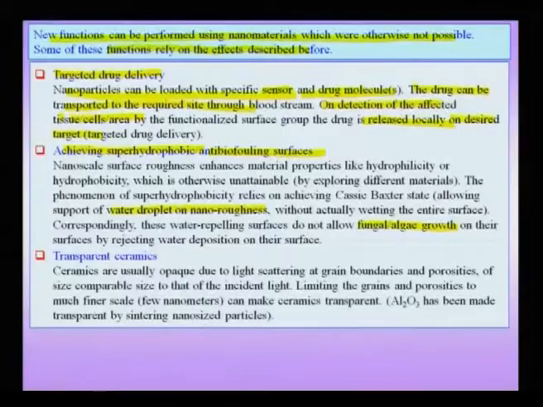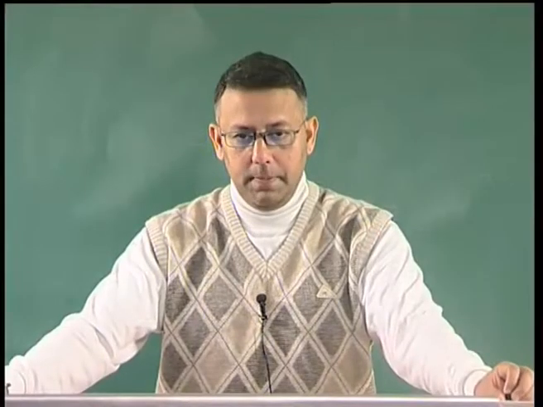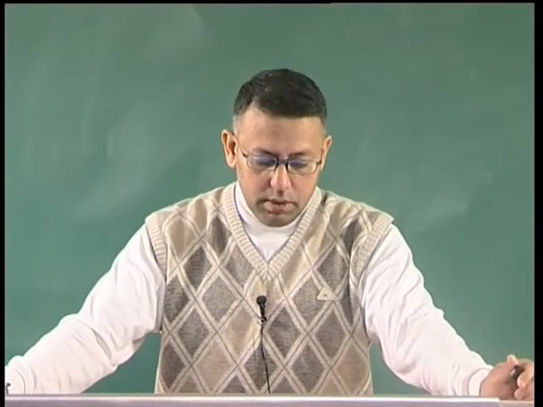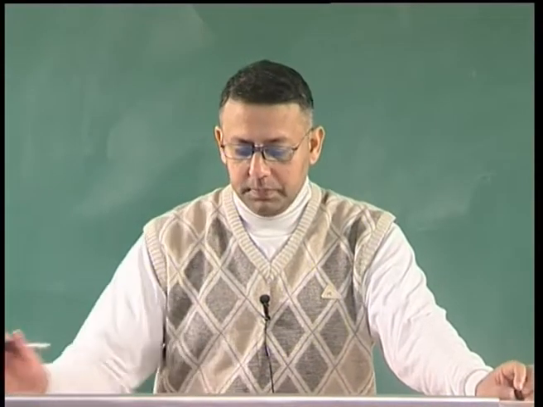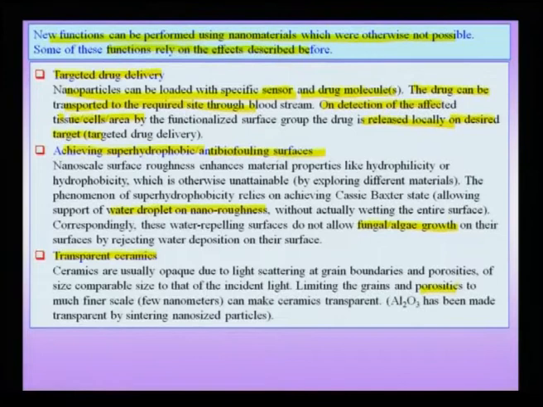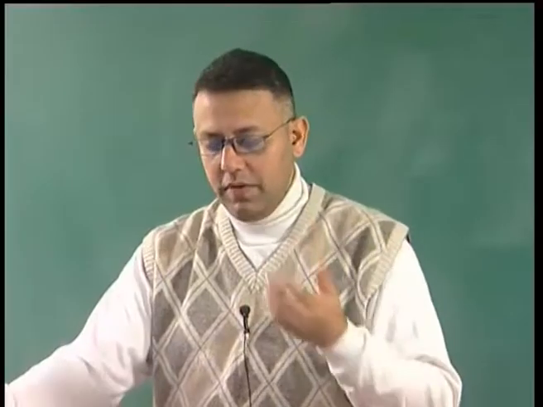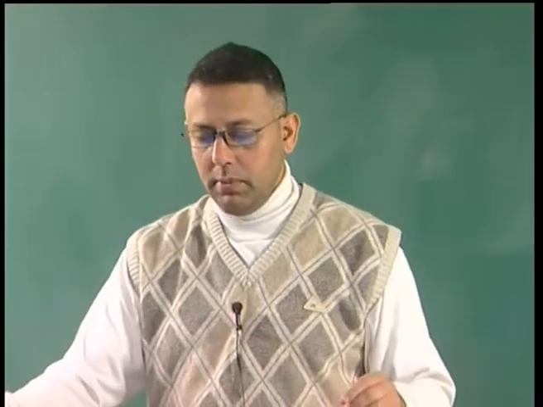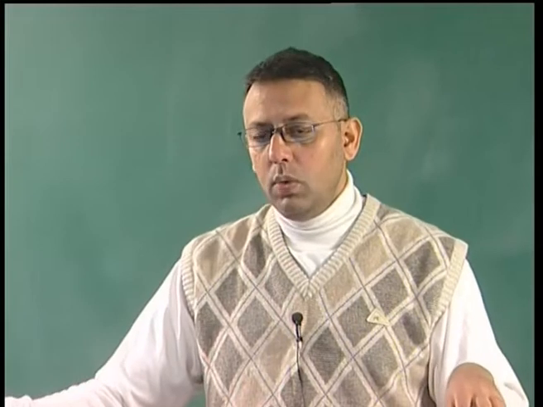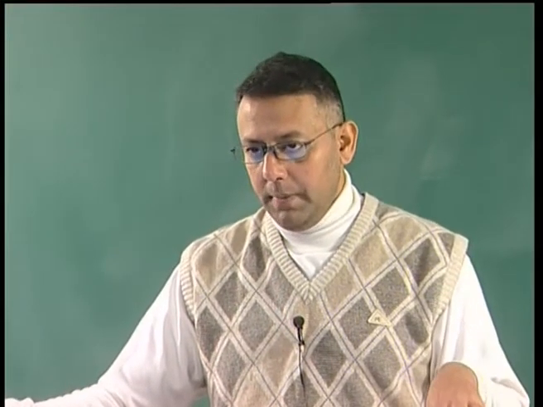One other interesting application is the emergence of transparent ceramics. Typically, if you take a ceramic like zirconia or alumina, you would notice that it is opaque. Alumina, for instance, becomes opaque because there are porosities and defects in the polycrystalline alumina, which include the grain boundaries, and these grain boundaries and porosities have a length scale comparable to the wavelength of the incident light. Therefore, the scattering of light from these defects, the grain boundaries and porosity within the material, makes it opaque.